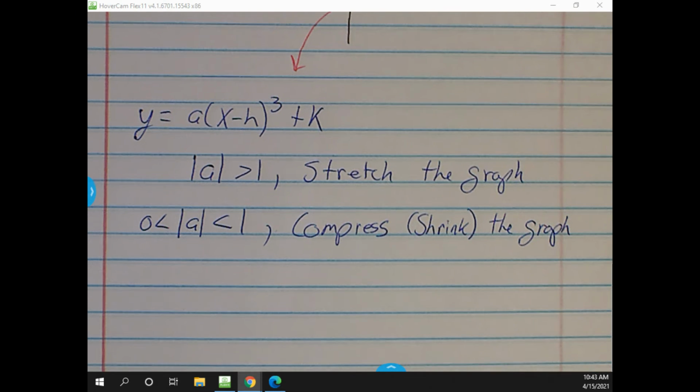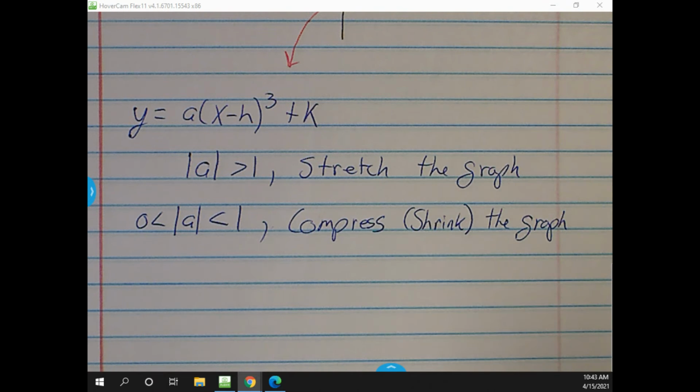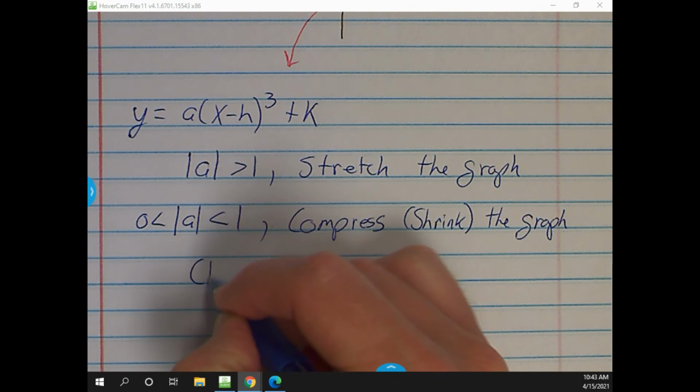Okay, now the H and the K still work the same way. You take the H, that's your horizontal movement. The K is still your vertical movement. Now in this case, though, it's not a vertex. It's more like a pivot point. So in this case, H and K is not really the vertex.